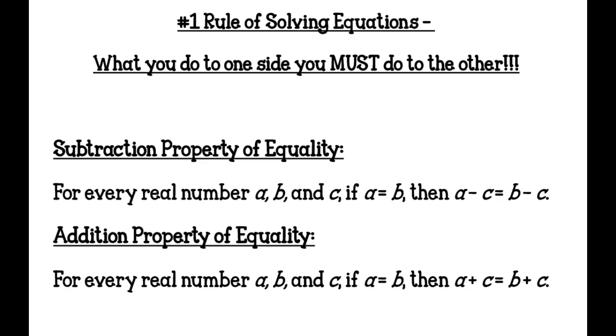The number one rule of solving equations is what you do to one side, you must do to the other. So I know when I was a student, I didn't really pay attention to these rules, the subtraction property of equality and the addition property of equality. Subtraction property of equality says that you can subtract one thing from one side, but you must do it to the other. So if you look, we have A minus C, so you have to subtract C from B as well. And the addition property of equality is the exact opposite. If you add C to one side, you have to add C to both sides. So the subtraction property of equality and addition property of equality are basically this number one rule of what you do to one side, you must do to the other.